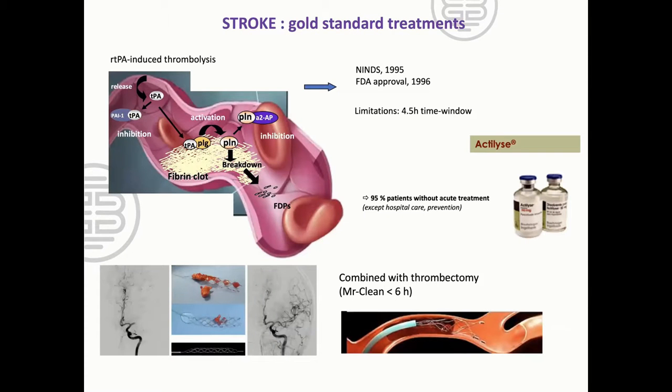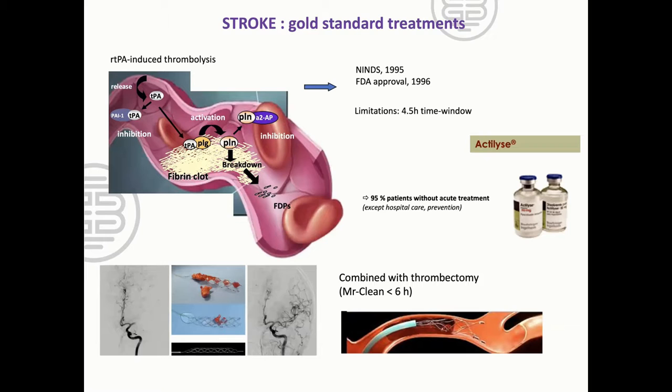If we look at the gold standard treatment right now for ischemic stroke, the main drug treatment is the use of thrombolytics, which is named rtPA, the tissue-type plasminogen activator. It's a protease which is used under its recombinant form to promote clot lysis, recanalization and reperfusion of the tissue. The drug which is used is Actilyse or alteplase.